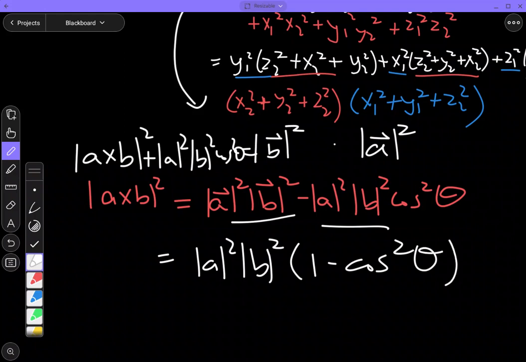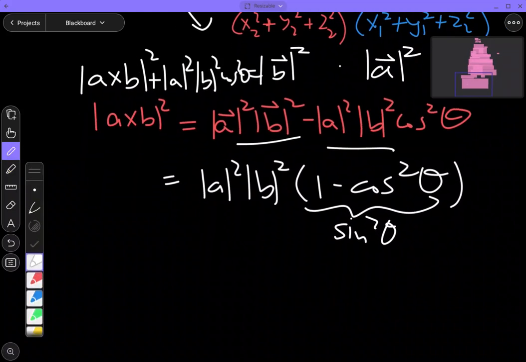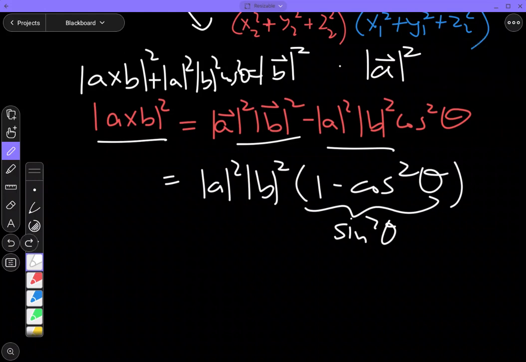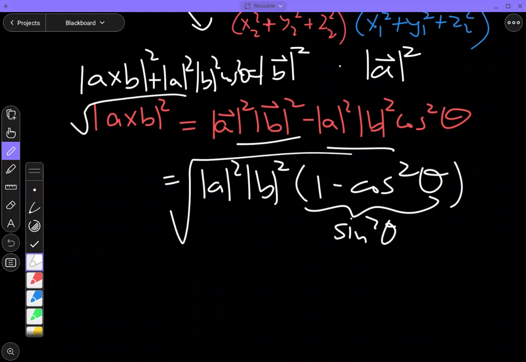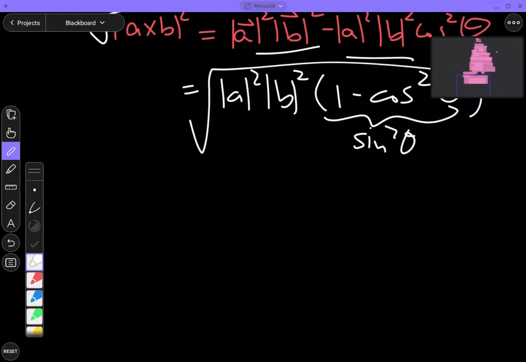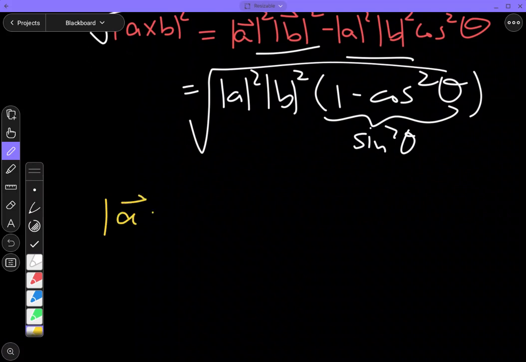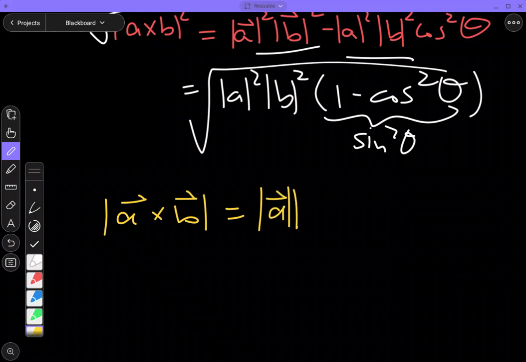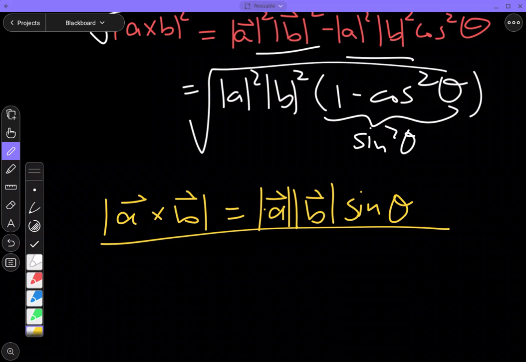And this part is actually sine squared theta by the Pythagorean identity. So now we have the magnitude of the cross product squared is equal to this all squared. And now we can just take the square root on both sides. That gives us our final solution, which is that the magnitude of the cross product of two vectors is equal to the product of their respective magnitudes times the sine of the angle in between. So that is our magnitude of the cross product formula.